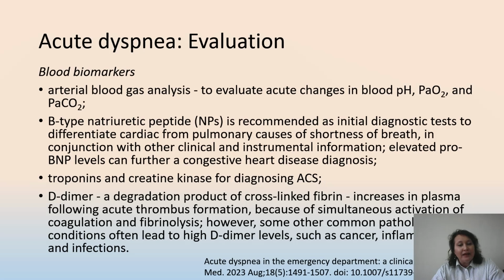Troponins and creatine kinase are used for diagnosing acute coronary syndrome. D-dimers, as I said, are used first of all for diagnosing pulmonary embolism. It's a degradation product of cross-linked fibrin and increases in plasma following acute thrombus formation because of simultaneous activation of coagulation and fibrinolysis.